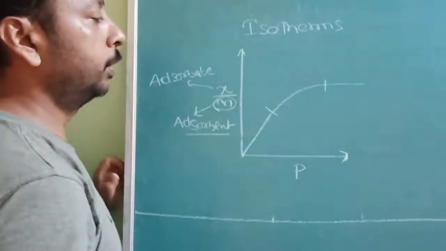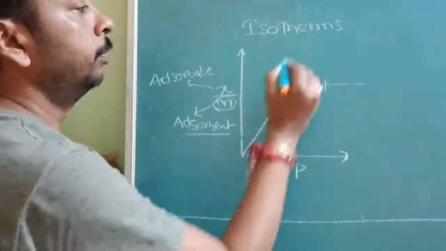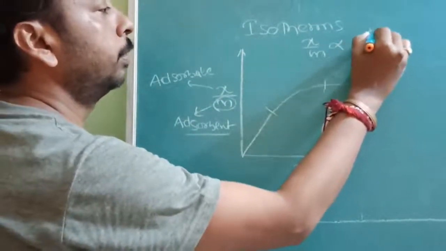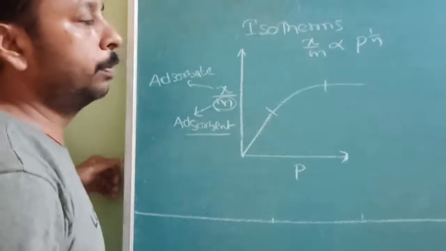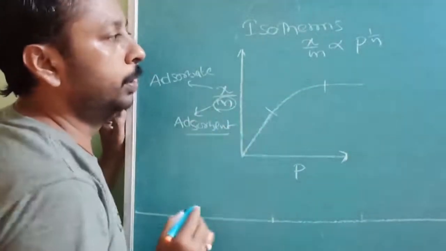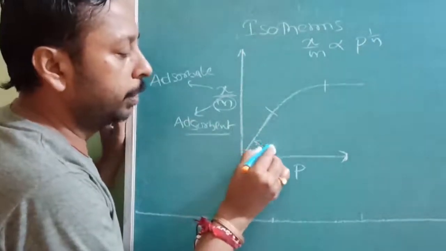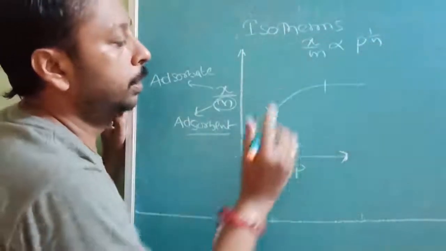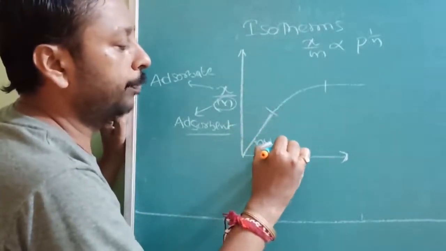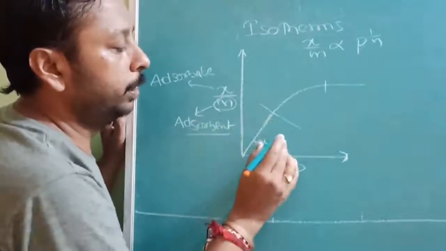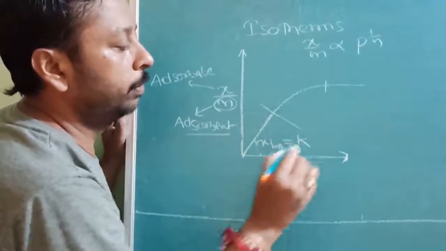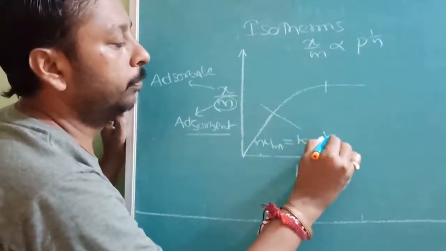Understood? So to combine all of them, we take x upon m directly proportional to p to the power of 1 upon n. Here it is directly proportional and it is maintaining 45 degrees, so at that time n has to be 1. So up to here, whenever it is maintaining linearity, x upon m is equal to k, removing the proportionality, p to the power of 1 by 1.